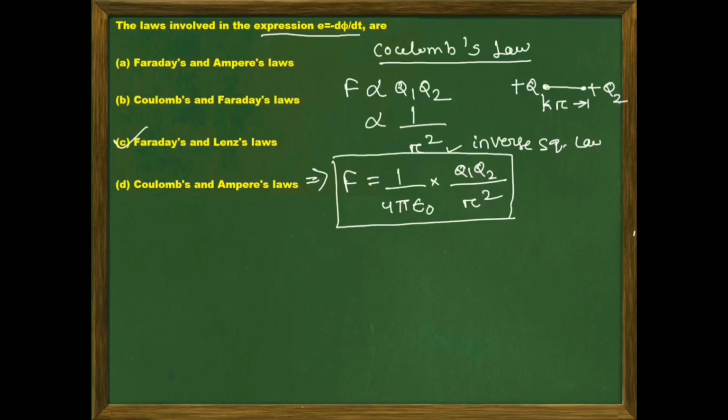And here epsilon 0 is the permittivity of free space. Then the permittivity epsilon is given as epsilon r into epsilon 0, where epsilon r is the relative permittivity or dielectric constant. Okay, so this is all about Coulomb's law.